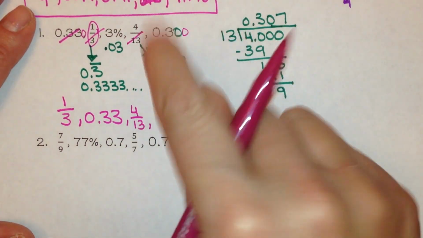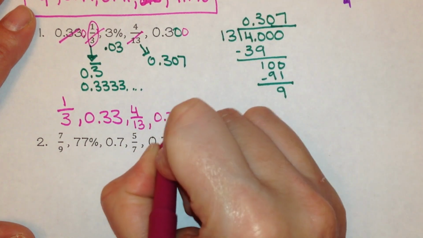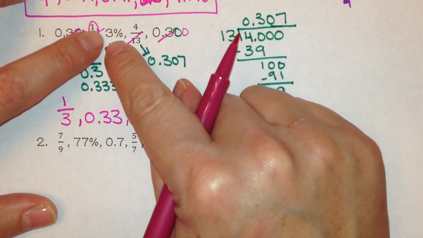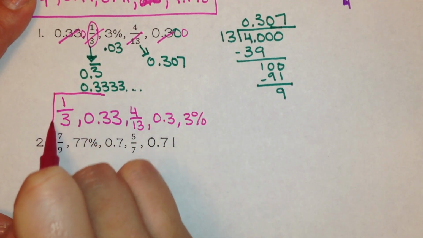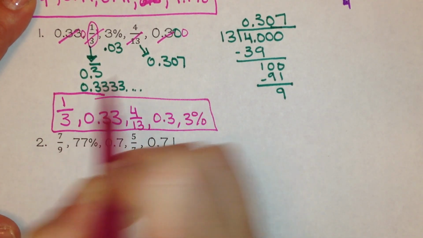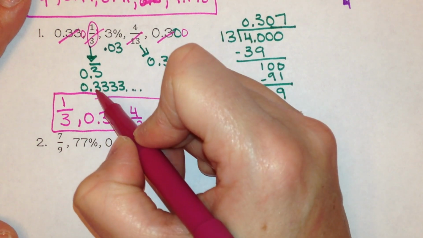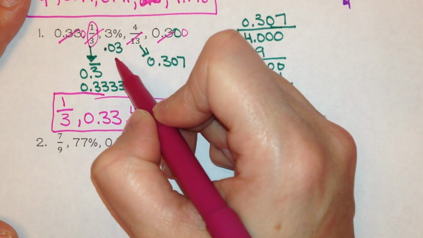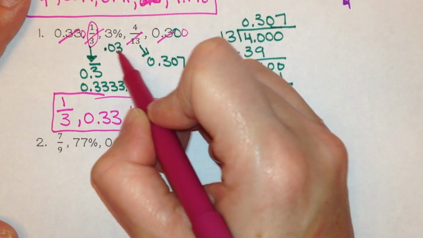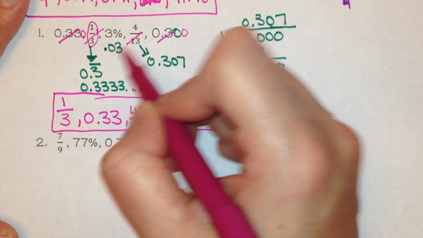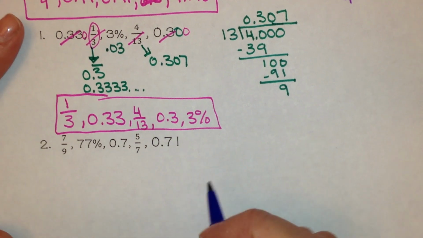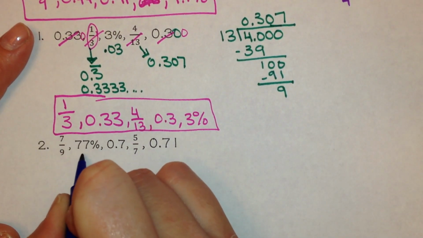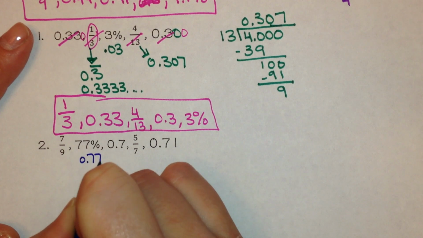Then we have, this was originally 0.3. And lastly, our smallest is 3%. So make sure you're comparing where the place values are, because if I just look at the 3, I might say that it's similar to some of the others, like this one, but that 3's in the hundredths, not the tenths, where this one was. All right, and your last one. All right, I'm just going to change 77% to 0.77.